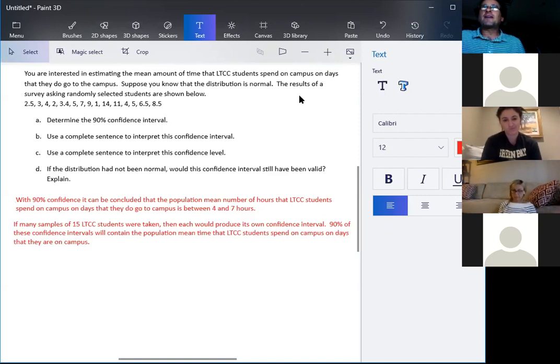So what do you think? Kyle, Dominique, Zard, Robert? What do you think? Would the confidence interval still have been valid? You still say 95% confident that it's between 4 and 7 hours. Could you say that had we not written that the distribution was normal? I don't think so. The answer is no.